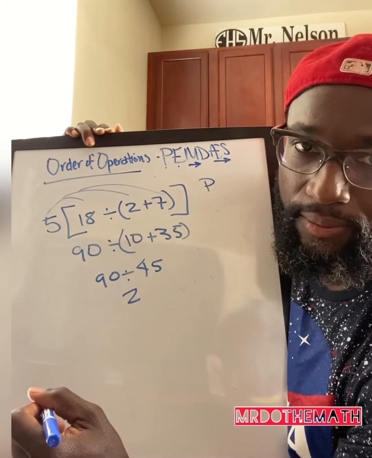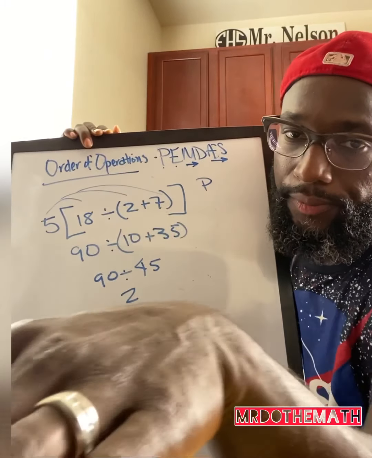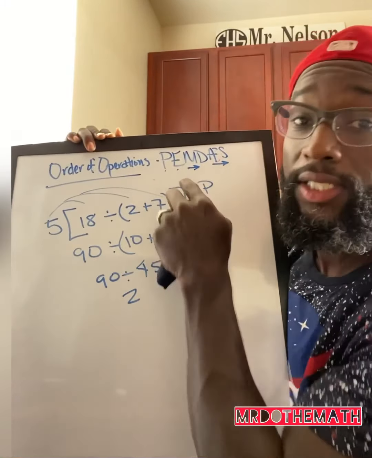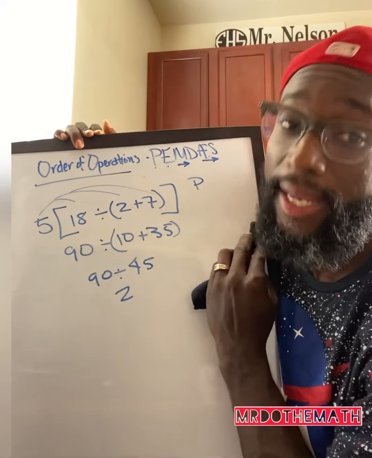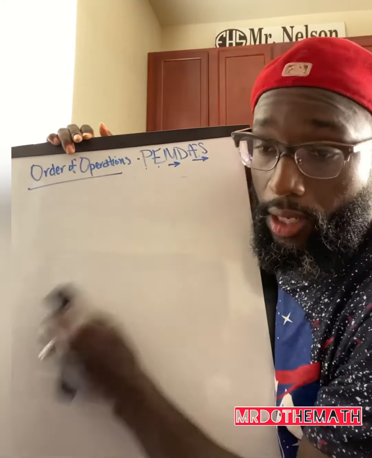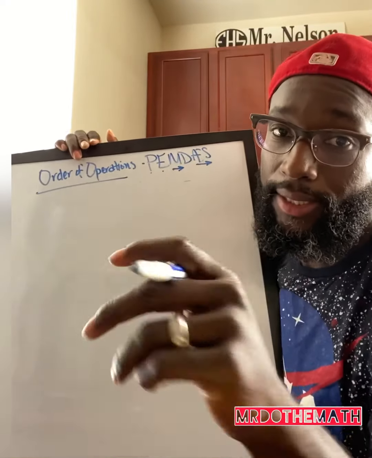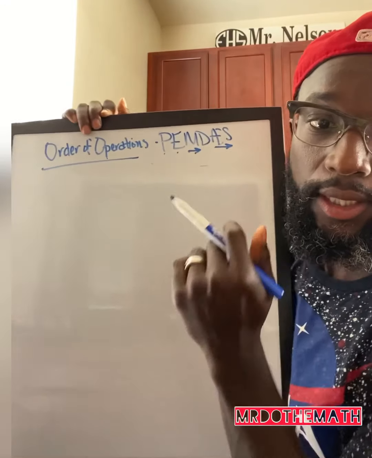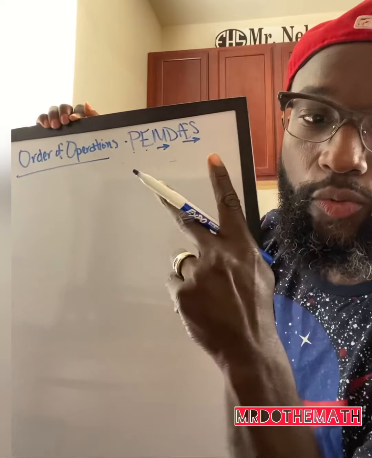Answer should have been 10. Okay? Cool. So again, parentheses, exponents, multiplication, division, addition, or subtraction in order from left to right. I got a friend that made a song about it. I'm gonna have to check it out and share it with my classes. Let's do 2 more examples.